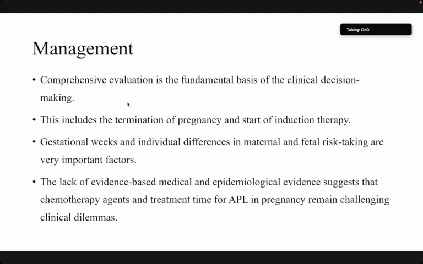Comprehensive evaluation is the fundamental basis of clinical decision-making. This includes the termination of pregnancy and the start of induction therapy. Gestational weeks and individual differences in maternal and fetal risk-taking are very important factors. The lack of evidence-based medical and epidemiological evidence suggests that chemotherapy agents and treatment time for APL in pregnancy remain challenging clinical dilemmas.